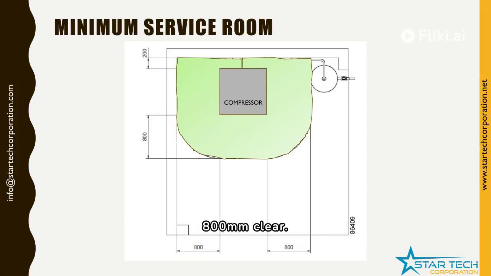To ensure proper maintenance and air circulation around the compressor, you should keep an area with a radius of 800 mm clear. Here's a simple illustration. By maintaining this clearance, you allow for easy access for maintenance and ensure adequate air circulation around the compressor.